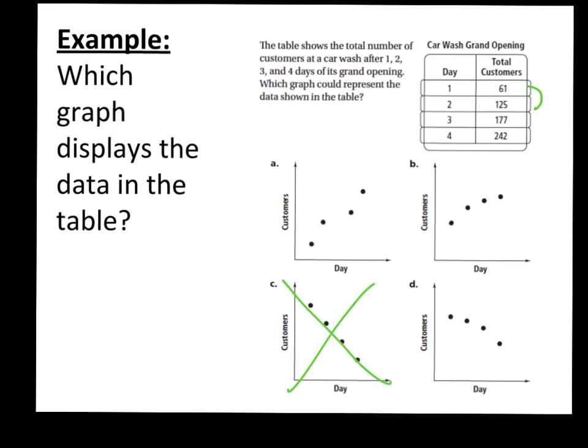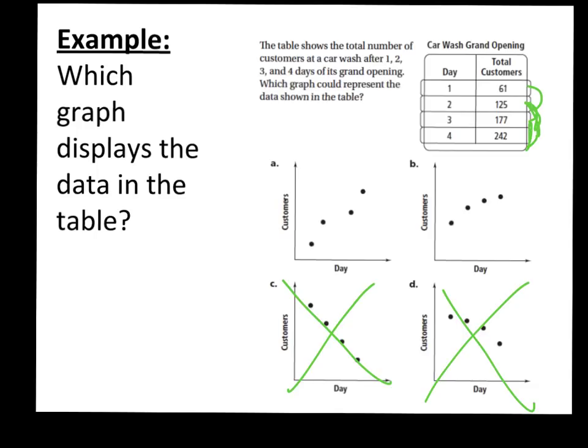So we can automatically cross off number C, or letter C, because if you look at our first point here, our second point is lower, and that's not good. Same with letter D. The second dot there is lower than the first, so we can't have that. And then as we look from day 2 to day 3, that increased again, 125 to 177. Not quite as much of an increase, but still an increase. Okay, and then we have the last one is also an increase too.